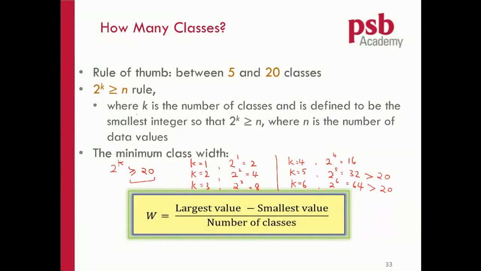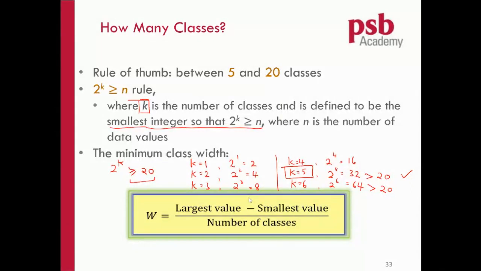But what does the rule say? k is the number of classes and is found to be the smallest number such that this is true. The smallest will be this. You cannot take 6, 7, 8, 9, 10 because they are all more than 20, but the smallest which is more than 20 is 5. So what's the k value? The k value will be 5.